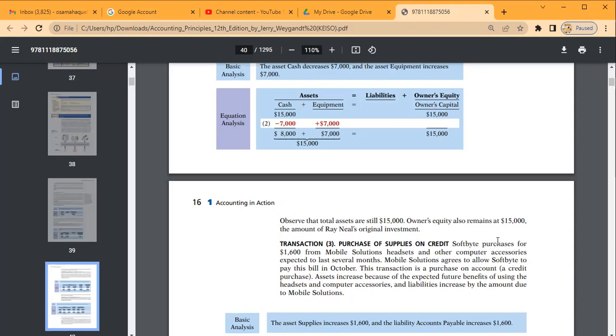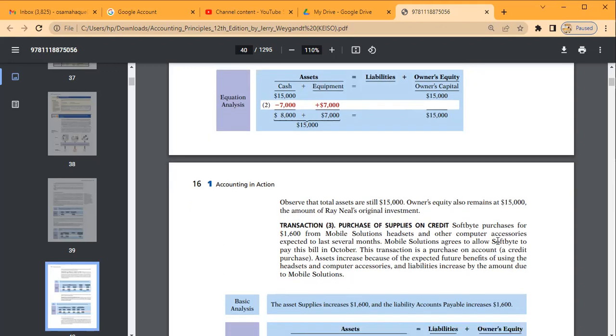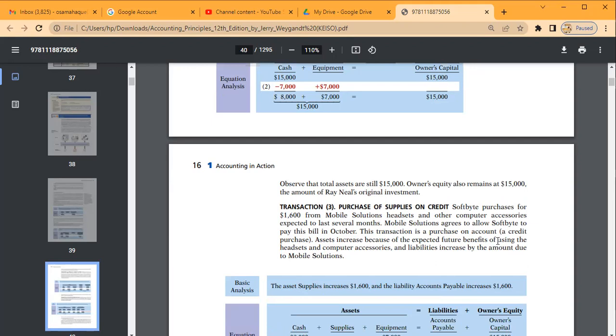So the owner's equity still remains at 15,000. There will be no effect on owner's equity, as the business itself has purchased the computer equipment with the cash of the business. This is not done by the owner from his personal account.